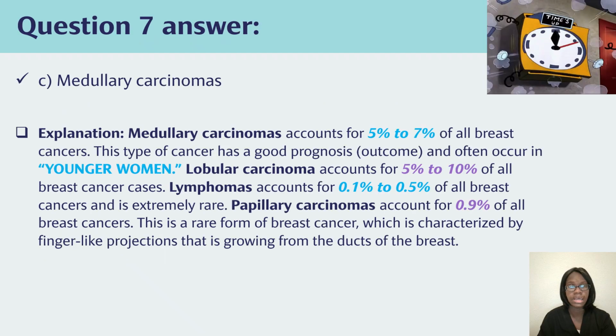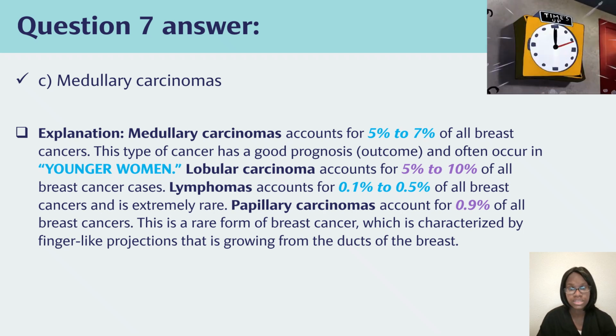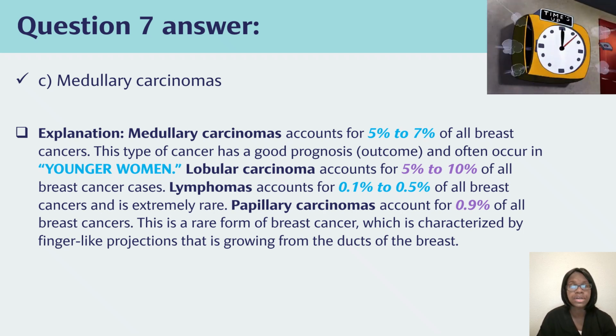Okay, the correct answer is medullary carcinomas. Medullary carcinomas account for 5% to 7% of all breast cancers. This type of cancer has a good prognosis or outcome and often occurs in younger women.